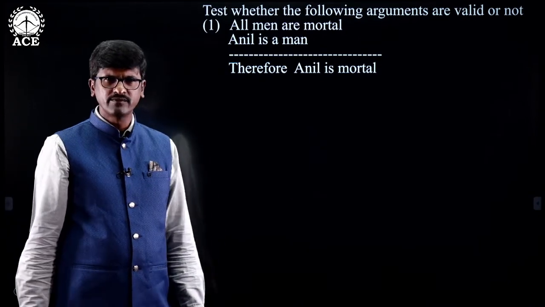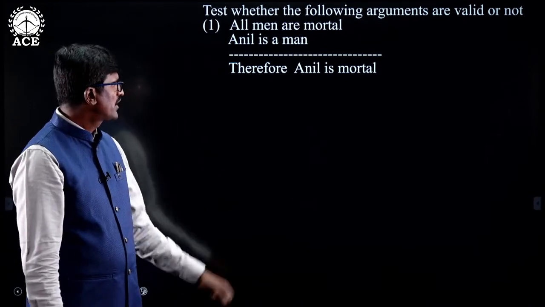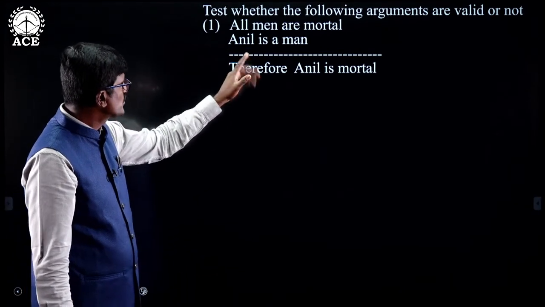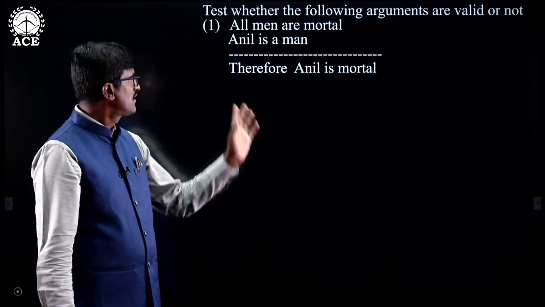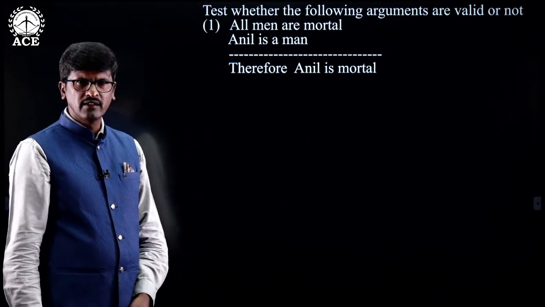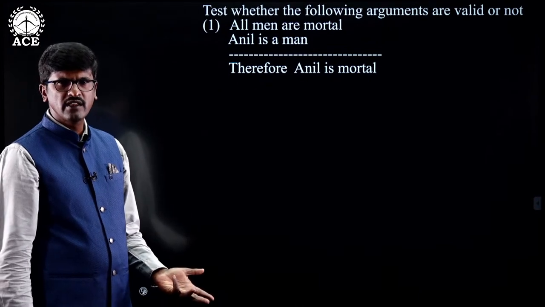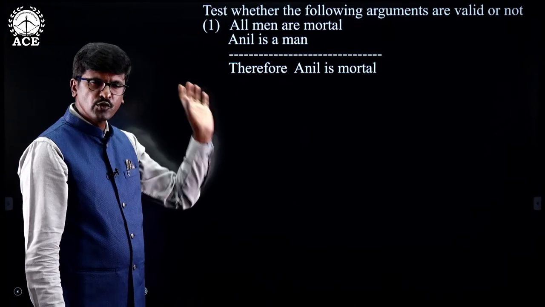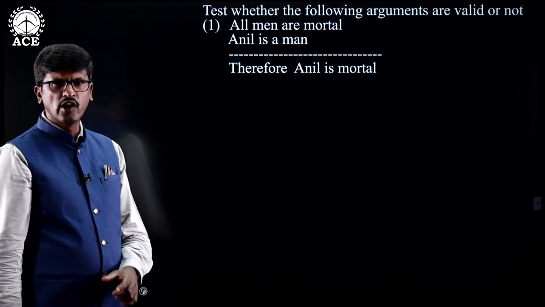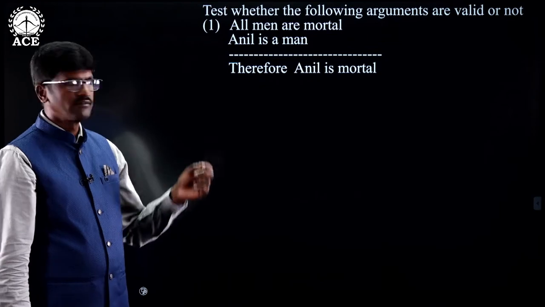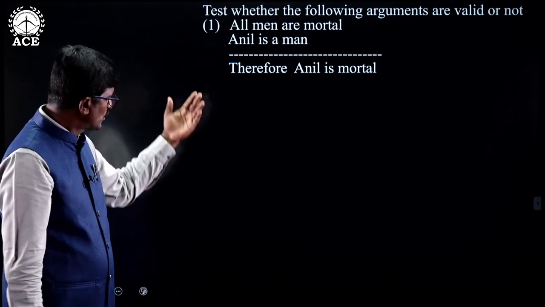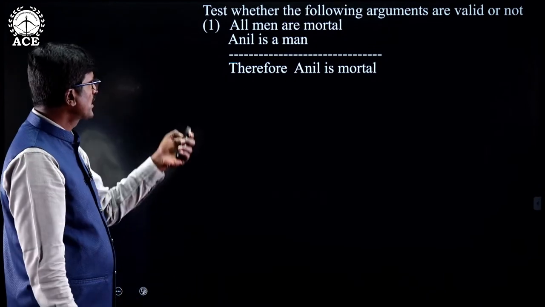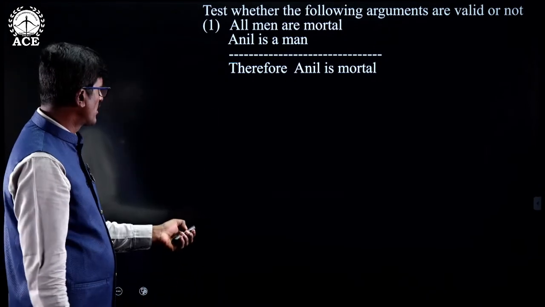All men are mortal. Anil is a man. Therefore Anil is mortal. If you observe this argument, you can come to the conclusion that this is a valid argument, because if all men are mortal and Anil is also a man, obviously Anil must be mortal. Now we have to prove this argument as a valid argument with the help of rules of inference. As I told you, by using those rules of inference, we are going to test whether this is a valid argument or not.